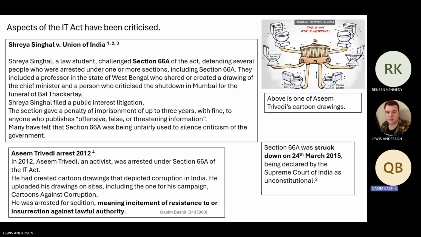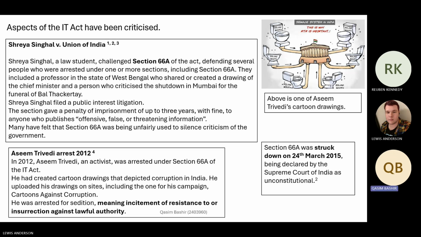There have been aspects of the Act, though, that have been criticized by various people. And one section did get struck down eventually. One case was Shreya Singhal v. Union of India. Shreya Singhal, a law student, challenged Section 66A of the Act, defending several people who were arrested under that section and maybe others as well.